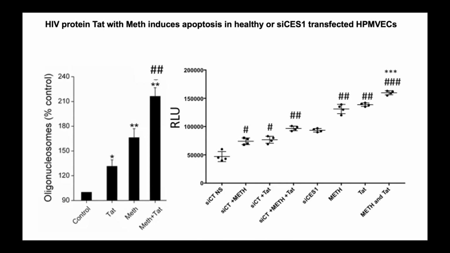And moving further, we also showed that there is significant synergistic cell death when we treat the pulmonary vascular endothelial cells with both methamphetamine and HIV-Tat protein, which was also much more significantly higher when the cells were knocked down with SES1.